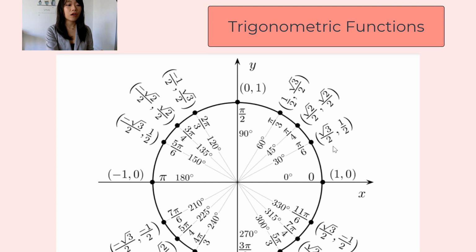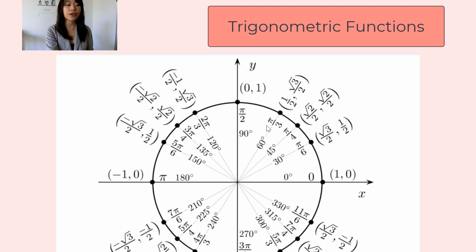This plot also shows all the x and y coordinates at different angles. There are 30 degrees, 45 degrees, 60 degrees, and the corresponding angles in the other 3 quadrants. So if we know the coordinates, then we can find the cosine and the sine of this angle.